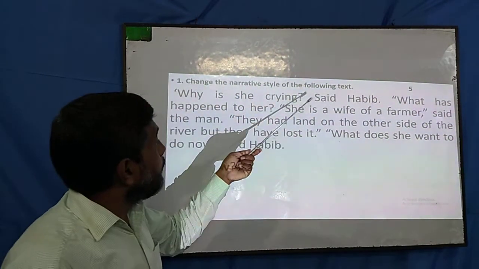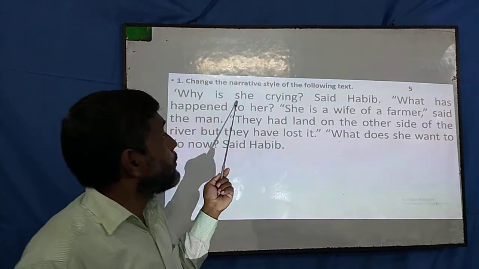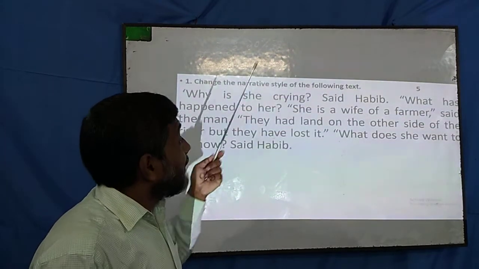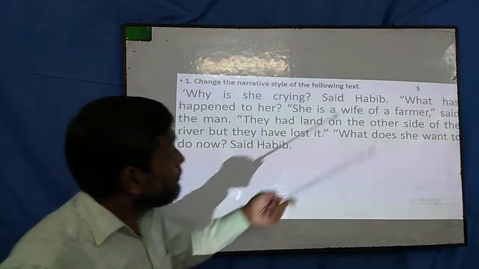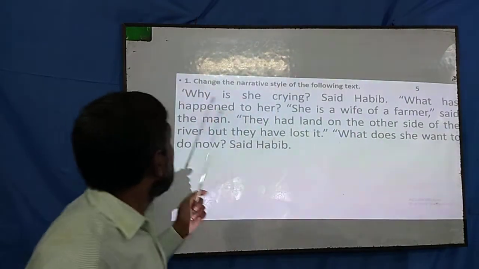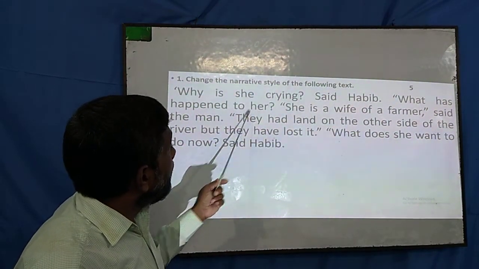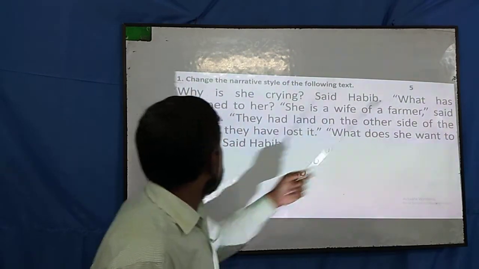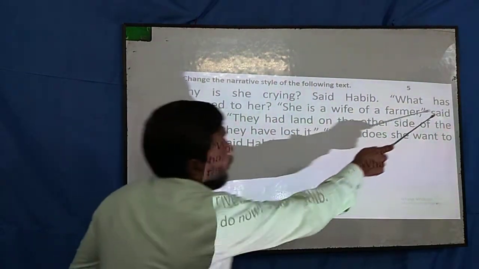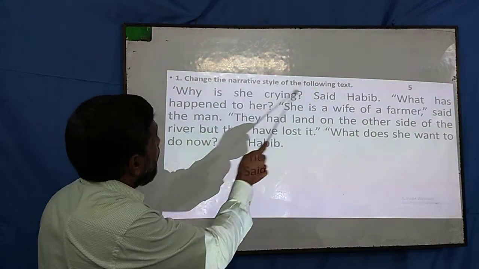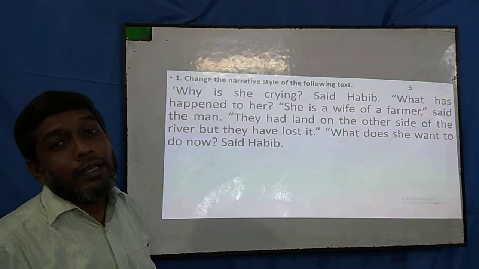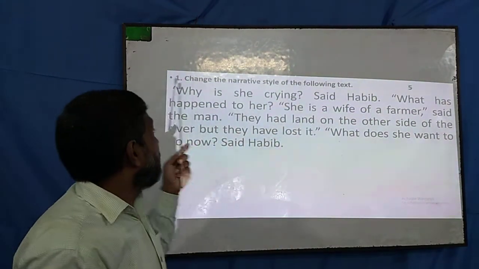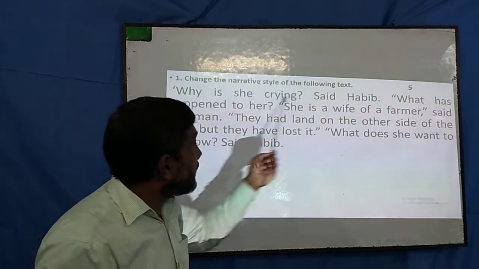"So said Habib." So then you can understand this man is the speaker of the reported speech. But we haven't got the listener of the speech yet. So I will continue my reading. "What has happened to her?" Again the speaker, but there is still no listener. "She is a wife of a farmer," said the man. So dear students, from here I have got the listener of this reported speech. Now he is the speaker and this is the listener. Now I will arrange them before it as a reporting part, then I will answer the questions.